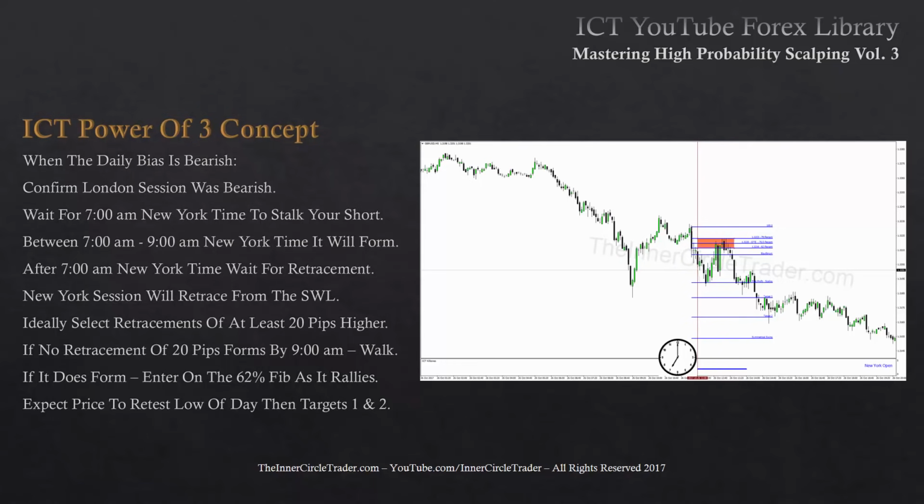Now, if you don't know what those levels are on your fib and you're watching this video for the first time and have never seen any of my other work, if you go and look at my YouTube channel, Inner Circle Trader, it will show you an optimal trade entry primer, and I'll show you in that video how to set your Fibonacci up so you can see the levels I'm referring to.